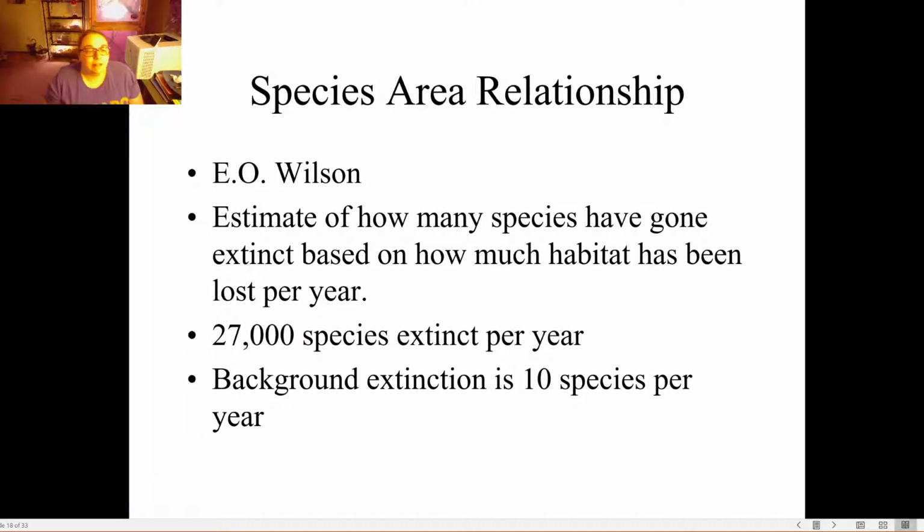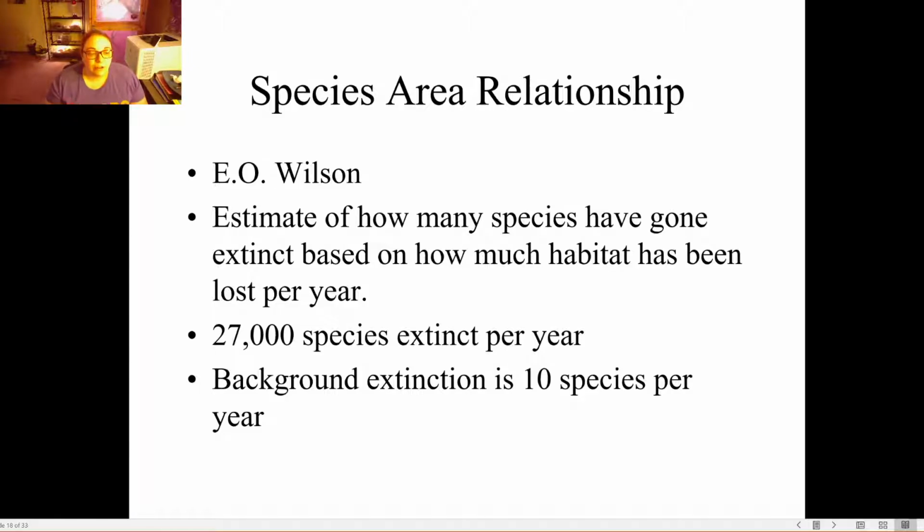So we can document at least 1,000 named species that have gone extinct. And this problem that all these species were going extinct led E.O. Wilson to come up with the species area relationship to estimate how many species have gone extinct based on the amount of habitat that's been lost. It's estimated that we're losing around 1.8% of habitat every year.